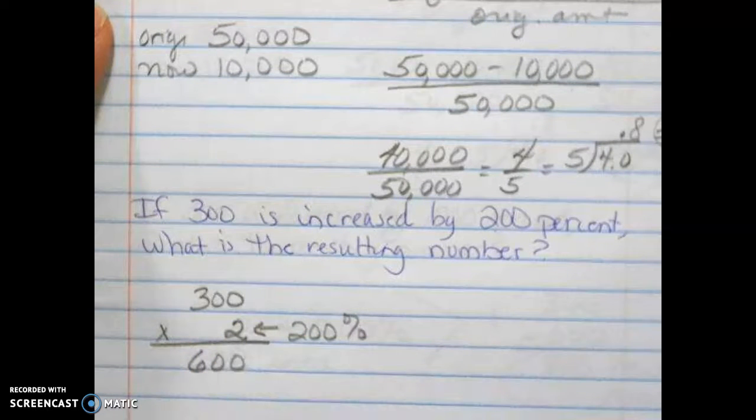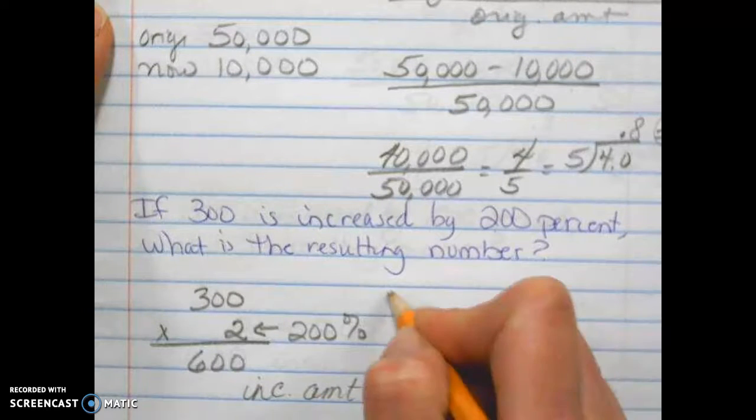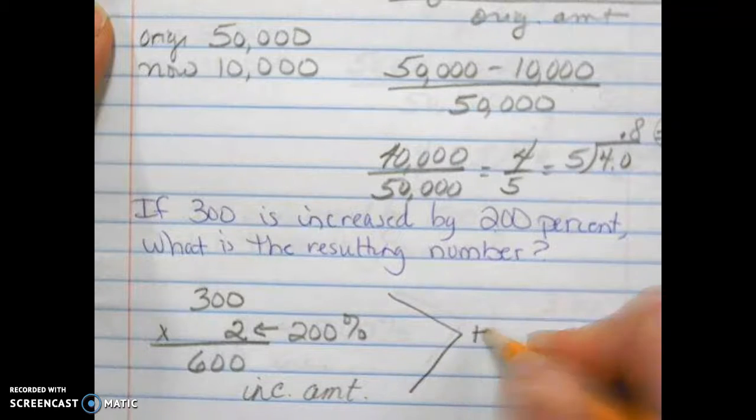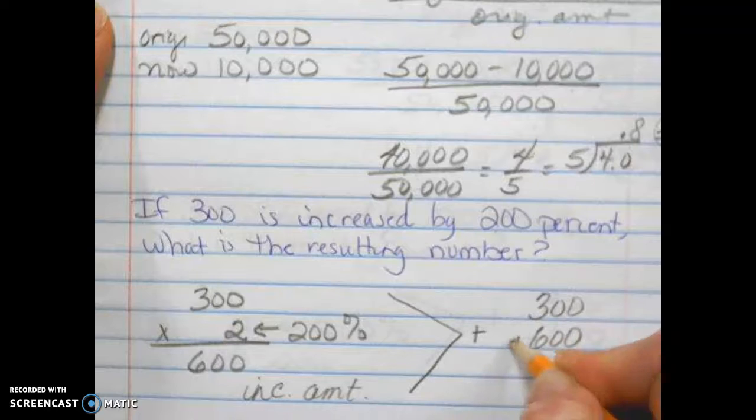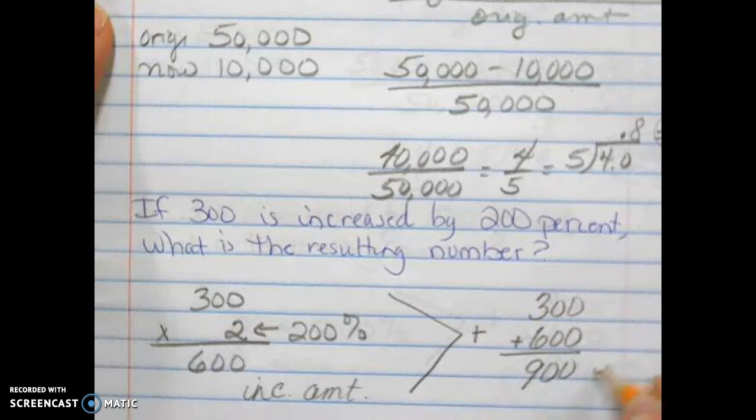300 times 2 is 600. 600 is representing the increased amount in 300. So we're going to have to take one more step and add the original number, 300, to 600, and that gives us our new number, which is 900.